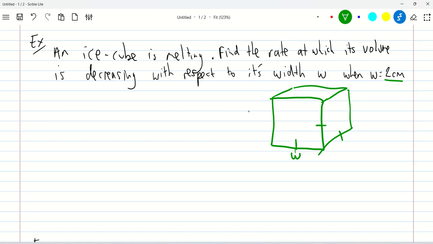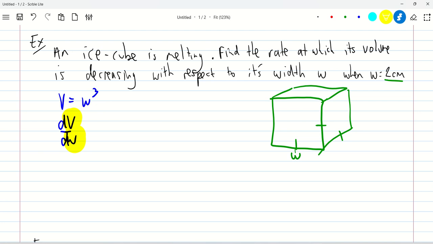That's good to know. So the first thing to do is to write, well, the question wants its volume, right? So we're talking about the volume. So let's write down the volume of this cube. The volume is equal to W cubed. Okay, nice and simple. There's the volume. And the question wants the rate at which its volume is decreasing with respect to its width. And so what that is, that's dV over dW. The rate at which the volume is changing with respect to its width, dV dW.